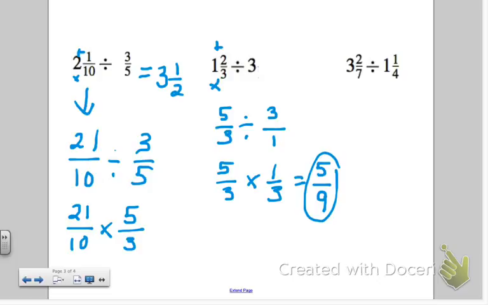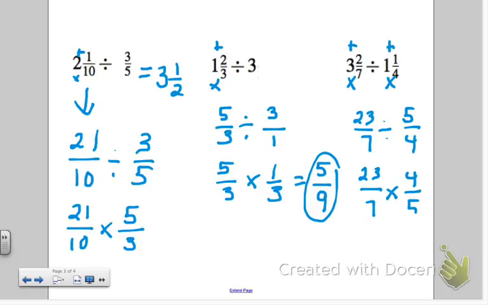Alright, my last one. 3 and 2/7 divided by 1 and 1/4. Now I have both of them being mixed numbers, and I need to turn both of them into improper fractions. 3 times 7 is 21, plus 2 more, that's 23/7. And 1 times 4, which is 4, plus 1 more, that's 5/4. And now I'm going to multiply the reciprocal. So I'm going to flip 5/4 to be 4/5. And now I'm ready to multiply.